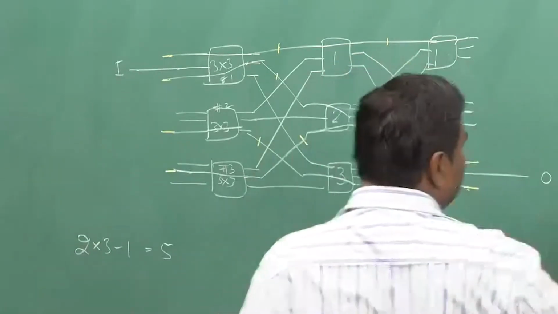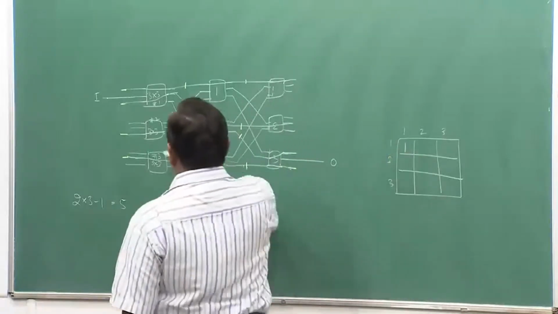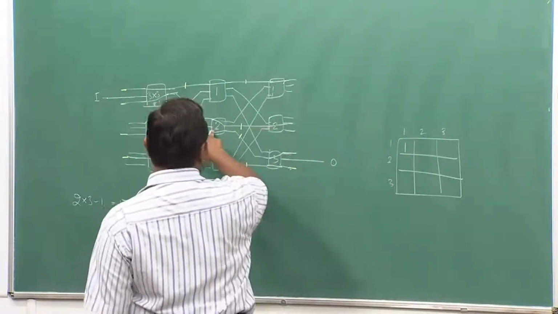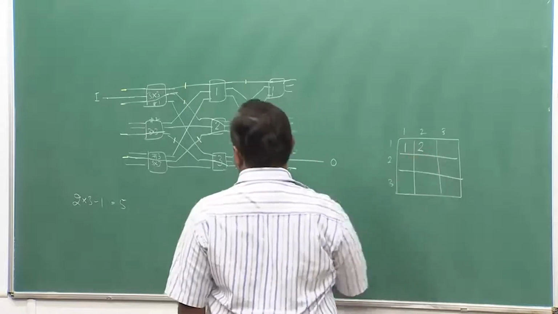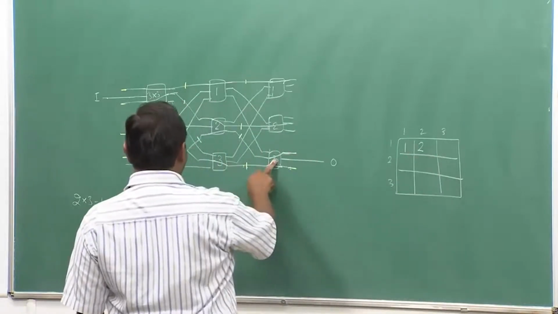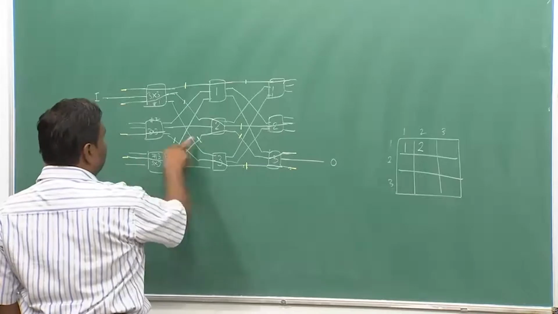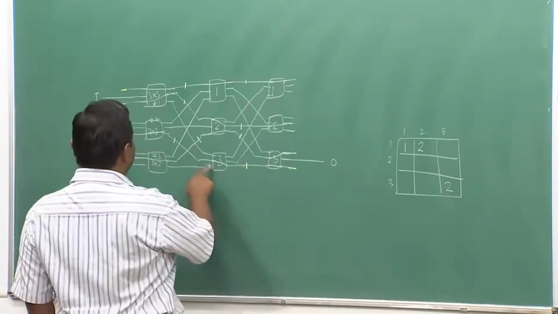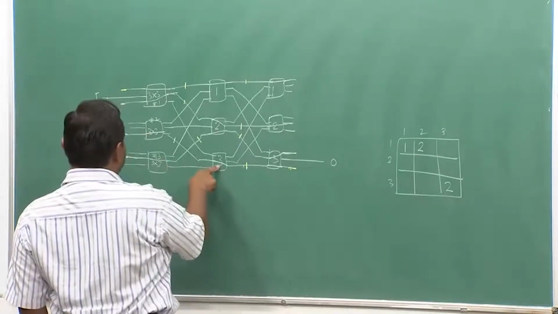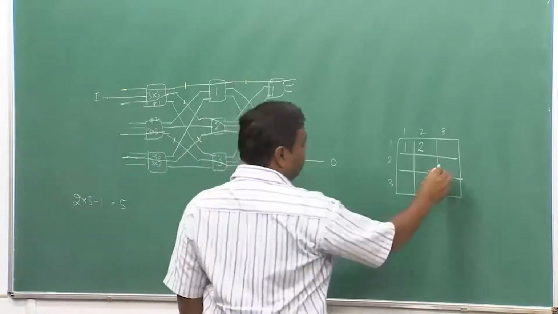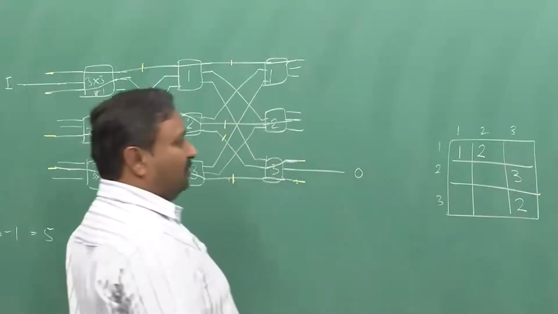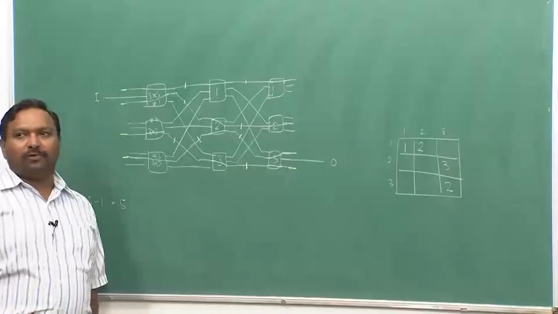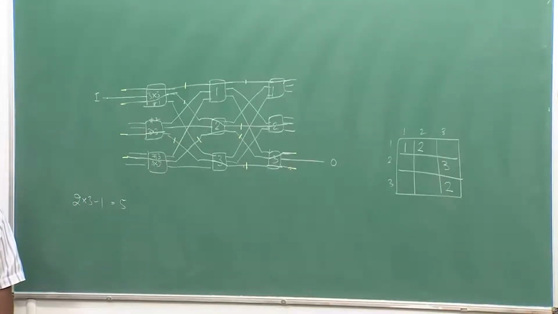1 via 1, so I will put 1 here, from 1 I am connecting to 2 via 2, so I will put 2 here, the third is being connected to third via 2, third is using the third one to connect to the second one, so 3 is here. The only elements which are available are 1, 2 and 3, which are the middle stage switches.